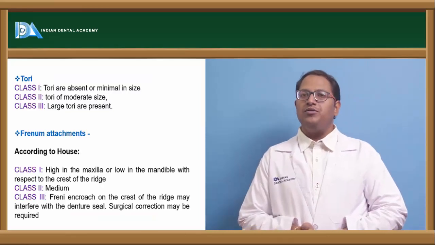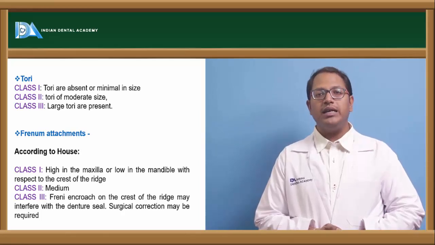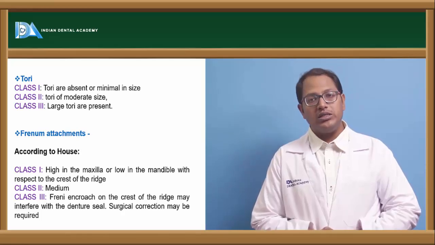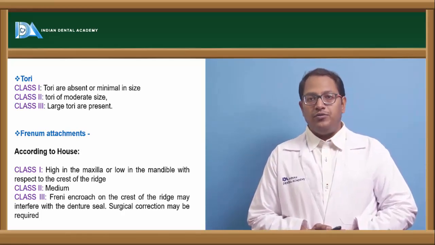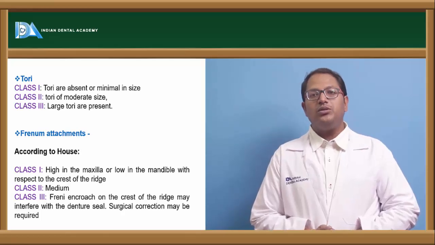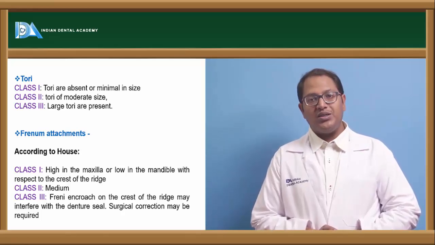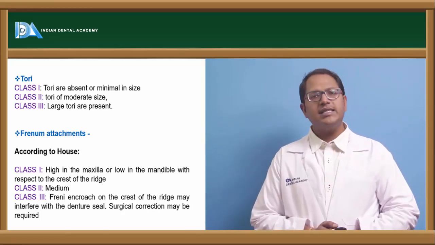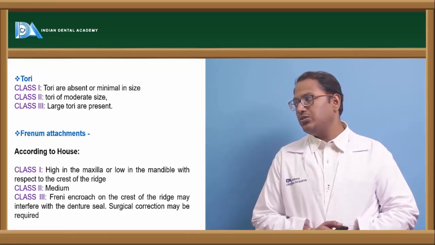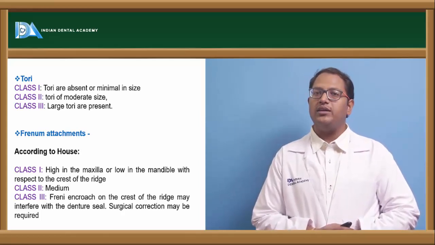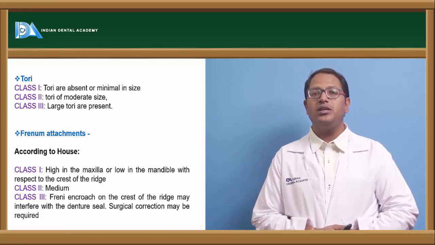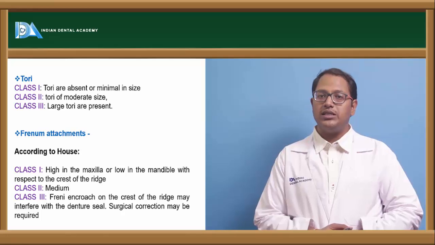Coming to tori. We all know that tori can possibly be there in everybody's mouth. What is important to know is whether the tori are pathological or physiological. So we need to know if the tori are going to be harmful to us, or if they are fine while preparing our dentures. Class 1, tori are absent, totally not there. Class 2, tori are of moderate size. Those tori of moderate size can be thought of as being kept in their place. Class 3 is a large tori, where you need to go ahead with pre-prosthetic surgeries before starting your treatment planning.